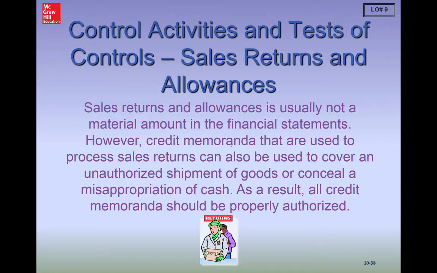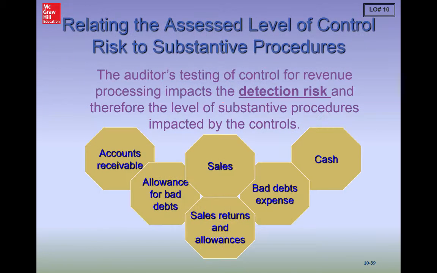And then you have sales returns and allowances. This should have a return materials authorization. And what that does is basically the customer calls the client and requests to return these items. So that's what starts the process for a return, similar to a sales order starting the process for an invoice.